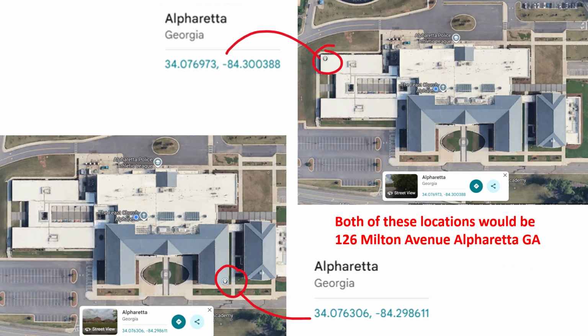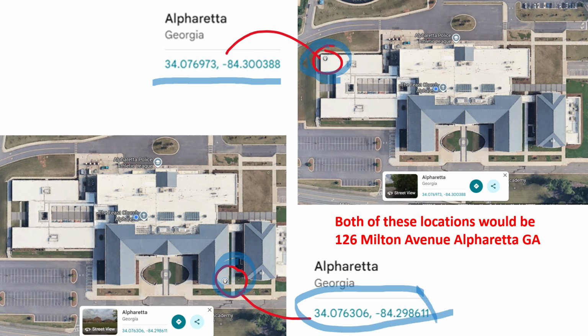Let's consider our campus. You can be in two different places on the campus, and yet your address would still be 126 Milton Avenue. If you're over here in the engineering wing, that's your latitude and longitude. Maybe you're over here in the fitness center, that would be your latitude and longitude. And you see they're pretty similar to one another, but out here at the end, there are some slightly different numbers. So latitude and longitude can get very, very exact, whereas everything in this picture would be classified as 126 Milton Avenue.